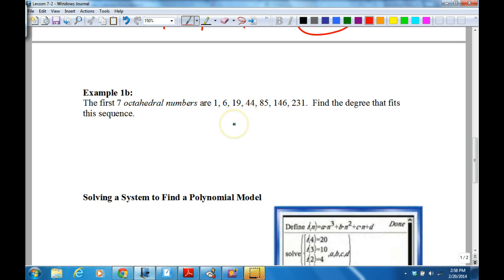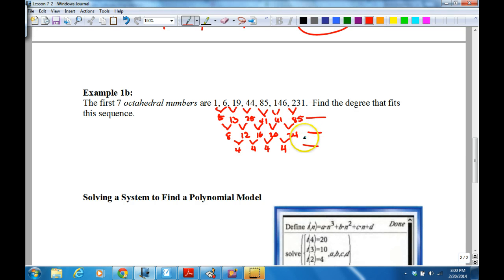Okay? So I'm going to just pause this. I'm going to give you a second to figure it out. And then I'm going to show you, when we're done with this, how to find the equation for these polynomials. Okay, so what degree did you guys get? I got third degree. Okay?